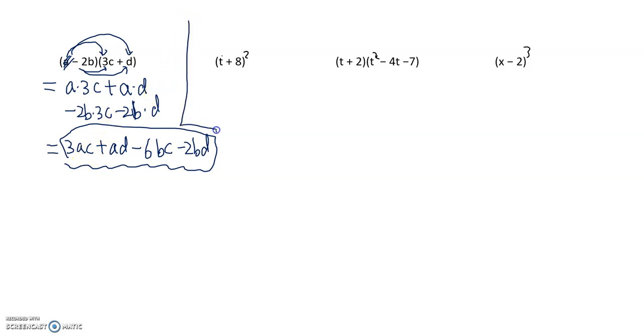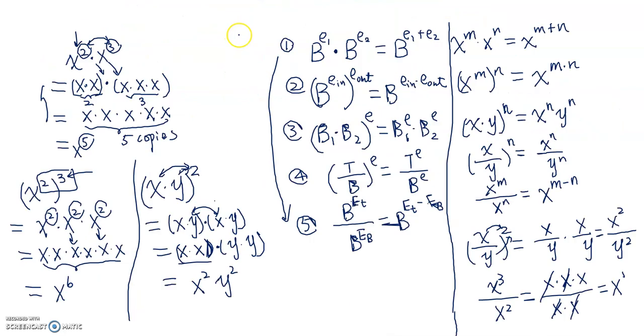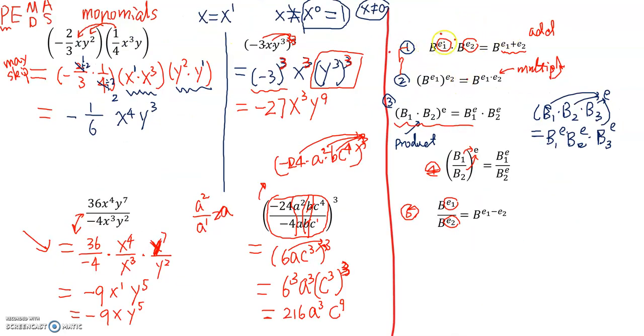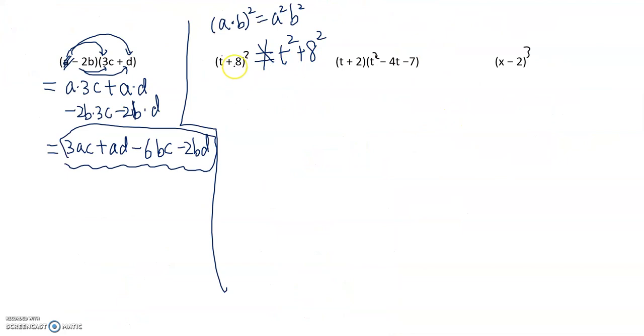Okay, so now let's work on the next one, (t plus 8) squared. And be very careful, this is not equal to t squared plus 8 squared, like you can raise each of them to the exponent. Previously, we had a formula, (a times b) squared. You can do a squared, b squared, but that's multiplication. All those 5 rules we learned, none of them has addition or subtraction. It's all multiplication or division. So there's no such rule for plus there. So make sure you don't do that.